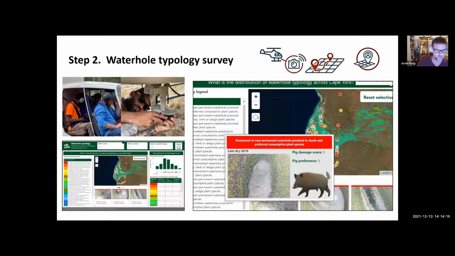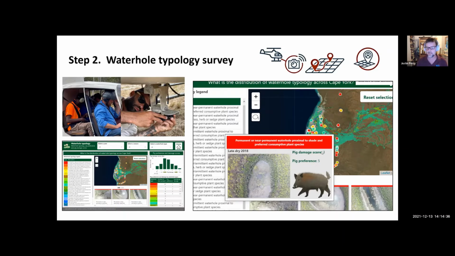And what that allowed us to do was, within the types, we could go back and have a look and say, out of all of the permanent or near permanent waterholes proximal to shade and preferred consumptive food plants, that's one of our categories. So this is a gold for pigs. We would say a pig preference of 5 out of 5, a pig damage score of 3 out of 5.